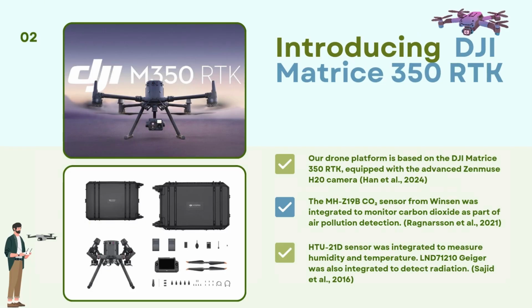Introducing our chosen drone, which is the DJI Matrice 350 RTK. Our drone platform is based on the 350 RTK equipped with advanced H20 camera. The sensor was integrated to measure humidity and temperature. It was also integrated to detect radiation.